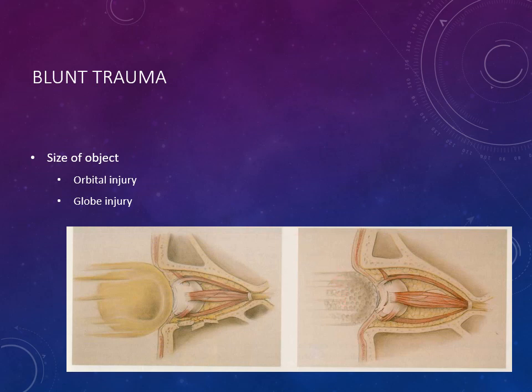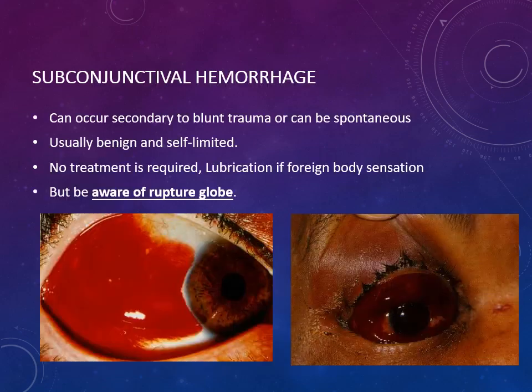If we are dealing with a squash ball, which is a smaller ball, then this will lead to direct globe injury with the subsequent complications. So the size of the object will give us an idea or clue about the extent of the globe injury.